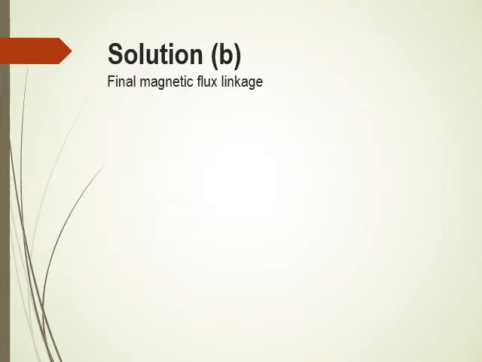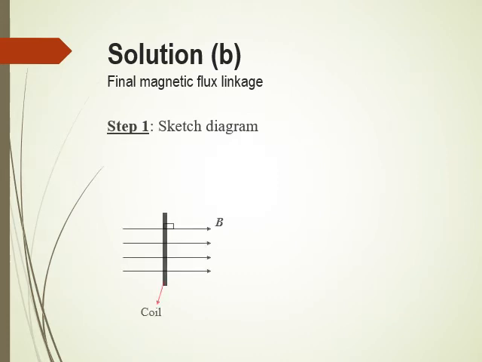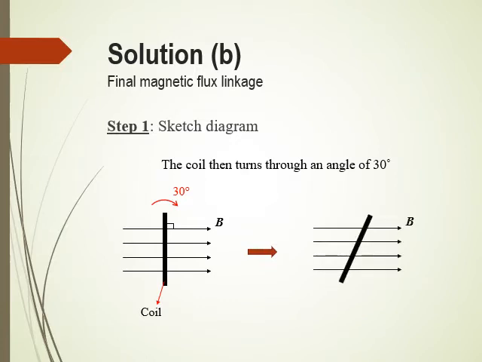Question B. In order to calculate the final magnetic flux linkage, let us start from step 1, sketch the diagram again. This is the original position of the coil. According to the question, the coil now rotates through an angle of 30 degrees. It is up to you whether you rotate it clockwise or anti-clockwise. In this question, I'm going to assume it rotates clockwise. After it rotates by 30 degrees, this is how it looks. So the angle between the plane and the field is now 60 degrees.